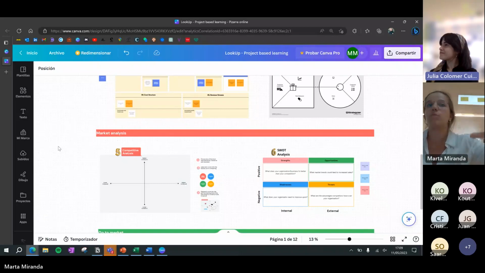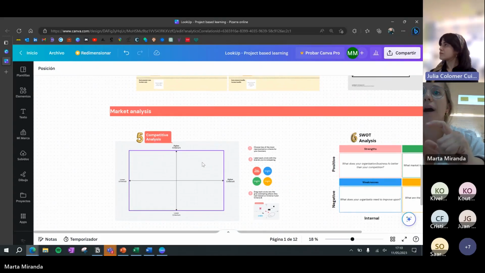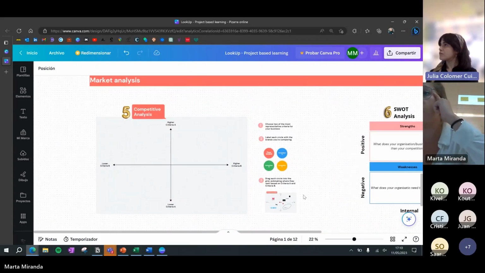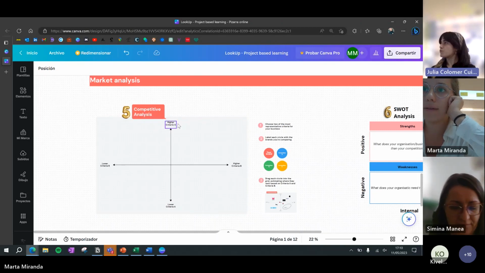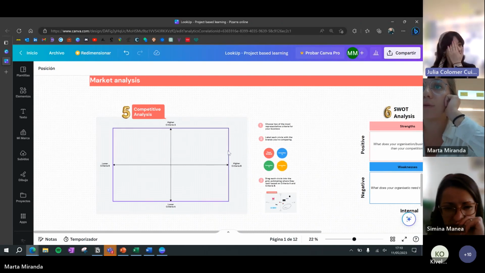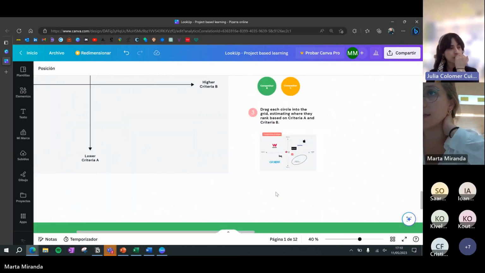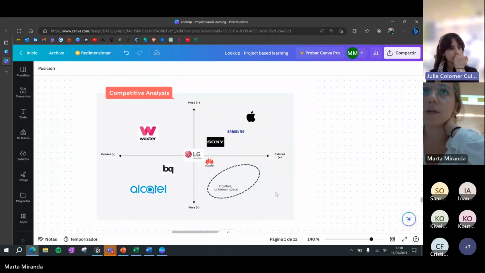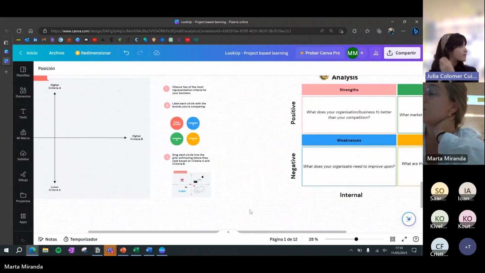Then we are going to pass to the second part, market analysis. Very, very easy and very useful to analyze your competitors. Again, here you have the guidelines. One, you have to choose criteria A and criteria B, which are going to be the highest here and the lowest here. Find your competitors, and then drag them into the graph. Here you have the example again. If you feel lost, you can go to it and look at it.